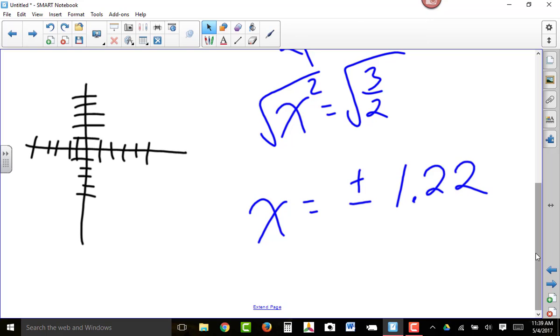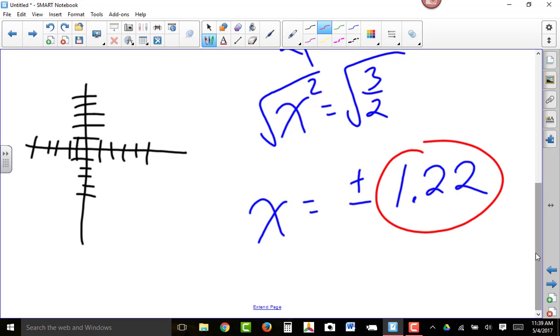1, 2, 3, 4, 5. Sorry, this is so rushed. So if I have positive 1.22, I'd be just past the 1 here. And if I have negative 1.22, I'd be just past the 1 here on this side, in the negative. Is everybody okay with that? I didn't do these too well equidistant, so I apologize for that.